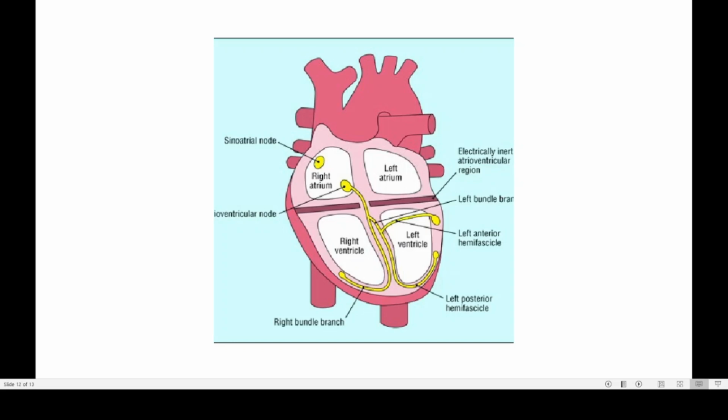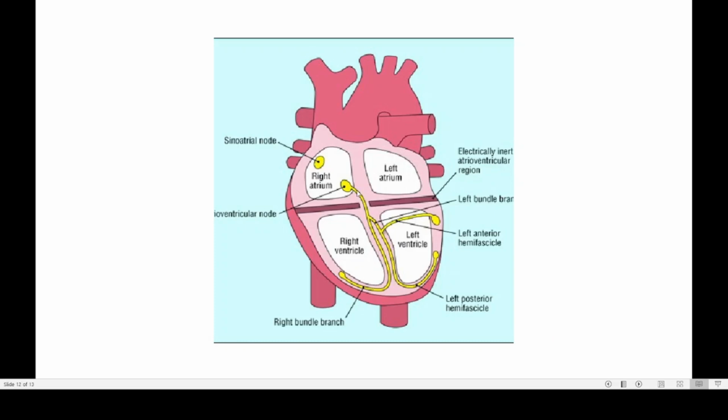AV node is actually an amplifier. It captures the electrical current coming from the SA node, amplifies it and again releases it to the different parts of the body. So the SA node produces the primary current. That primary current will be reaching the AV node, or atrioventricular node.